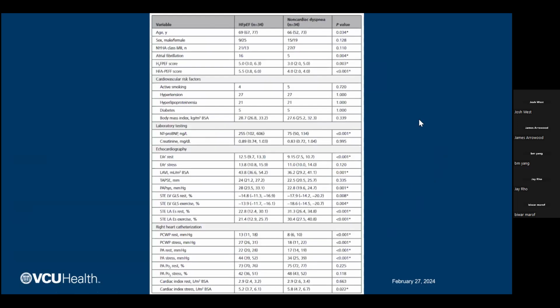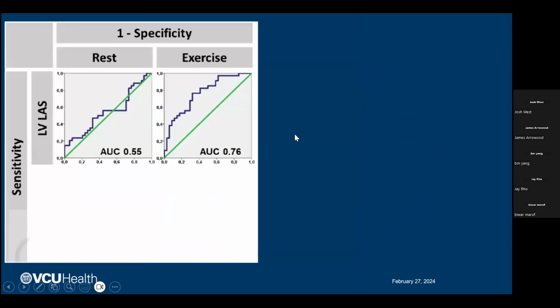And this is the chart. I won't try to identify that. But what was interesting is when you set up the receiver operating curves, trying to identify those people who did have cardiac dyspnea, or in essence HFpEF, left ventricular longitudinal or long axis strain had a very poor ability to categorize these patients at rest and okay with exercise. It had an area under the curve of 0.76.